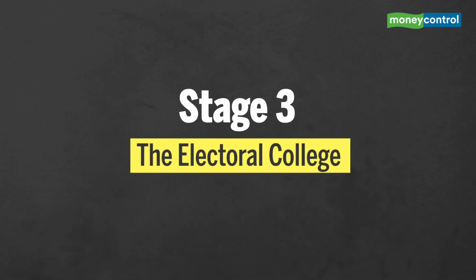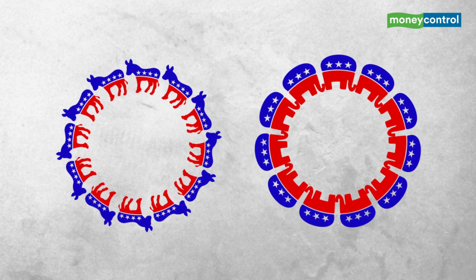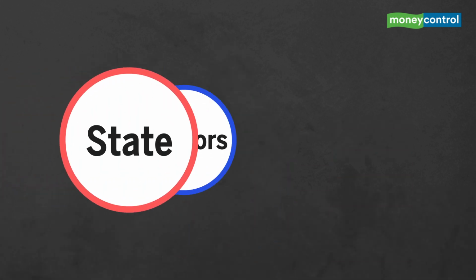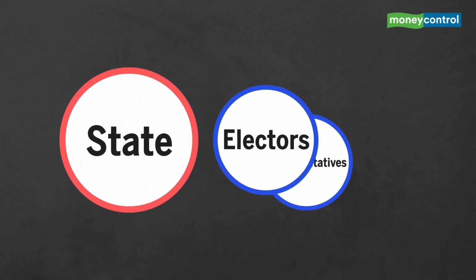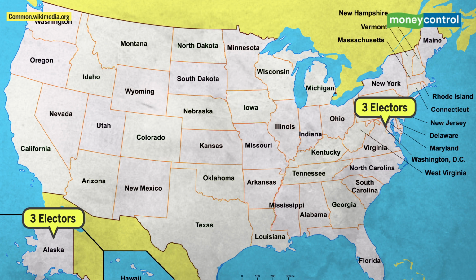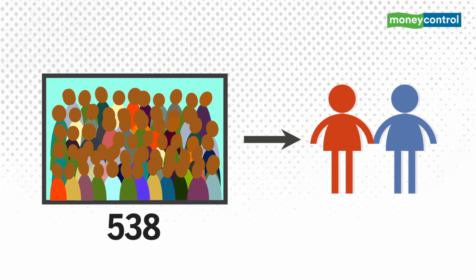Stage 3, the Electoral College. The US election is not that simple or complete without the Electoral College. By casting their vote, American citizens are essentially voting for a group of people named electors. The number of electors each state gets is equal to its total number of representatives and senators in Congress. For example, Washington DC and Alaska have 3 electors, while California has 55 electors allocated. The Electoral College comprises a combined 538 electors.